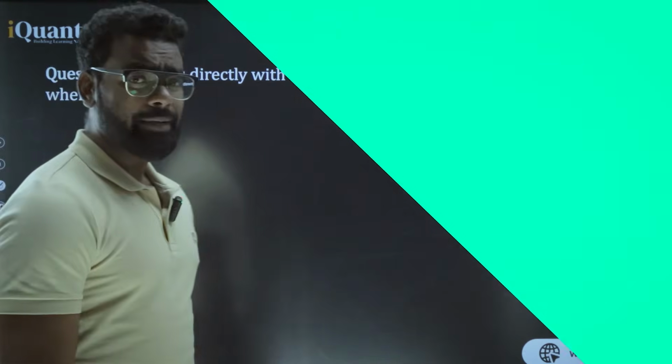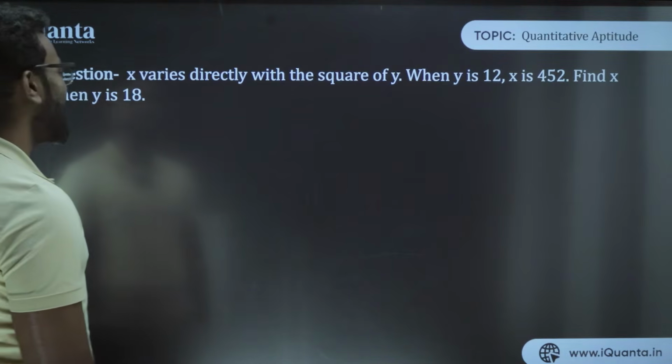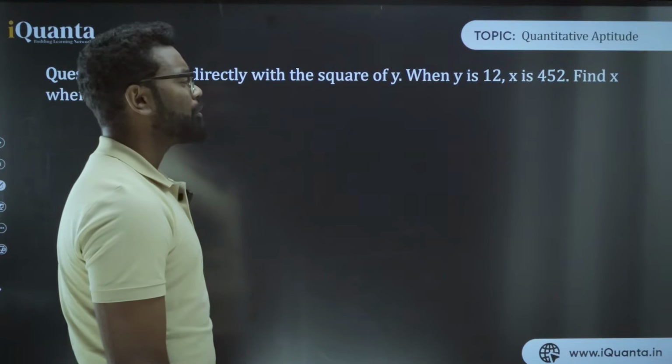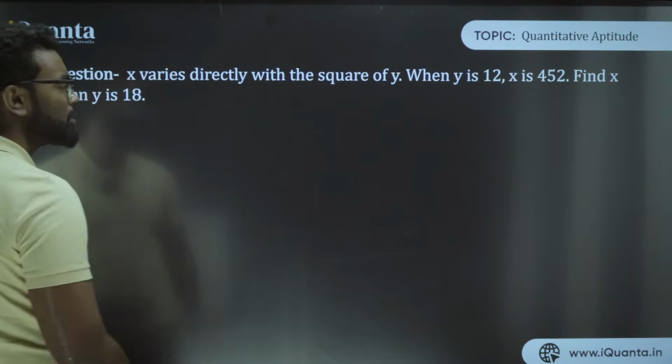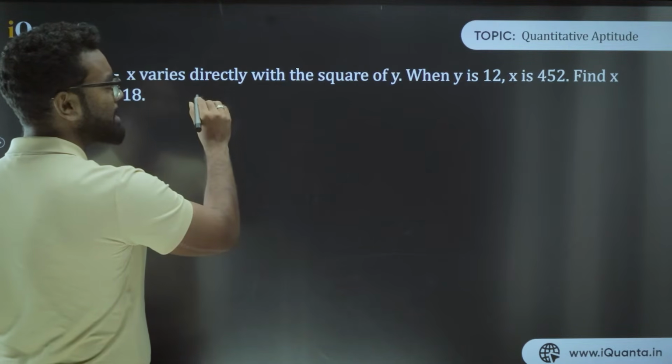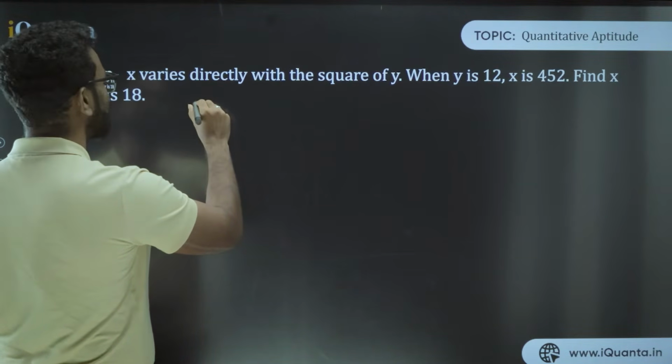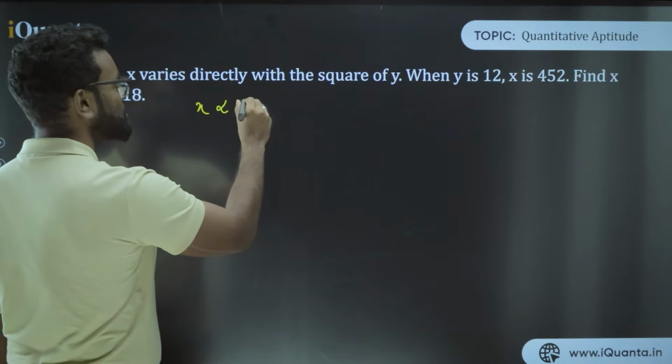So let's go for the next thing. The next is: x varies directly with the square of y. When y is 12, x is 452. Find x when y is 18. So what is given? Given is x varies directly, so x is directly proportional to y square.